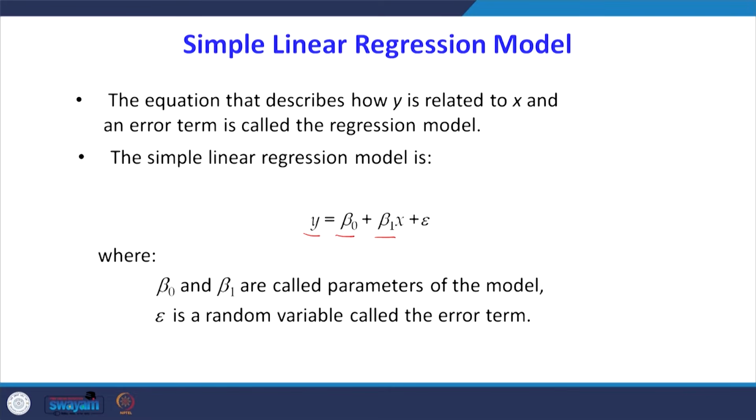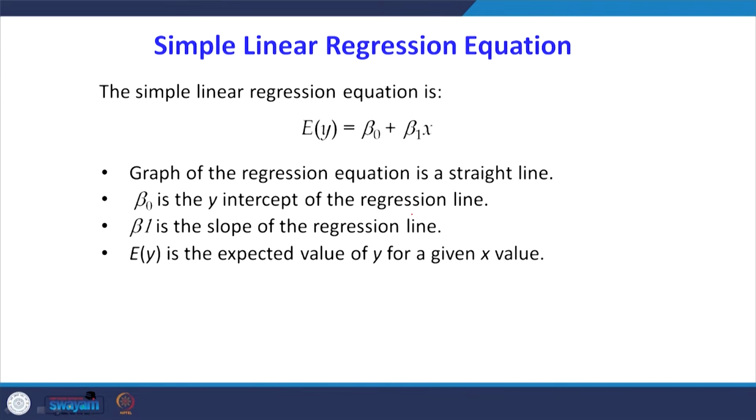We are going to estimate the value of y with the help of the independent variable x. Because x itself is not enough to predict the y variable, there may be some unknown variables other than x. The error due to those unknown variables, the otherwise unexplained variance, we are going to call the error term. The simple linear regression equation is the expectation of y equal to beta 0 plus beta 1 x.